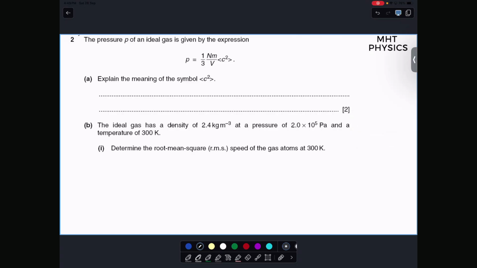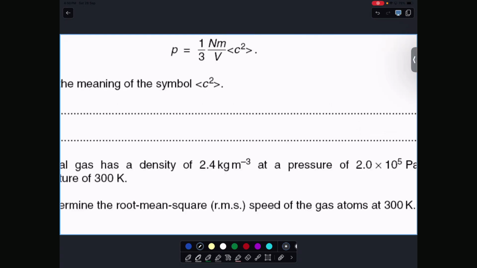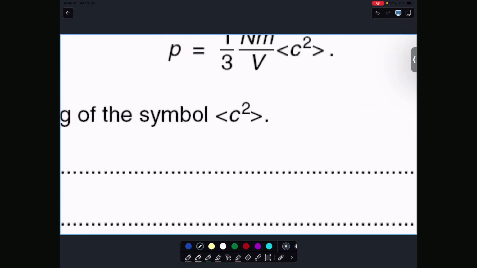Can you try? What is c square? Just c square. Average speed. Yeah, we don't use average. So does anyone know the difference between average and root mean square? They're very different, right? Average is what? You take all the values, add them up, and divide by the number of values you have. That's average, that's mean. Root mean square is a little different. You first square them, then you find the average, then you root them. So that triangle symbol that you see here is basically that. The question is, explain the meaning of this symbol here, the bracket like that and the c square. So what would it be?